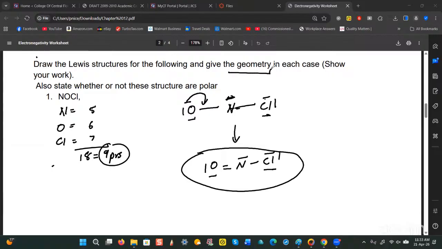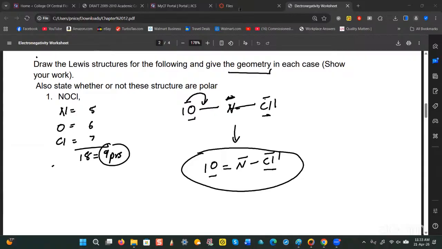Now the geometry, when they're talking about the geometry, they're talking about the shape of the molecule, right? And the shape of the molecule is based on the electron arrangement around the central atom. And I want to pull up a chart here, which you will have access to. So let's go.